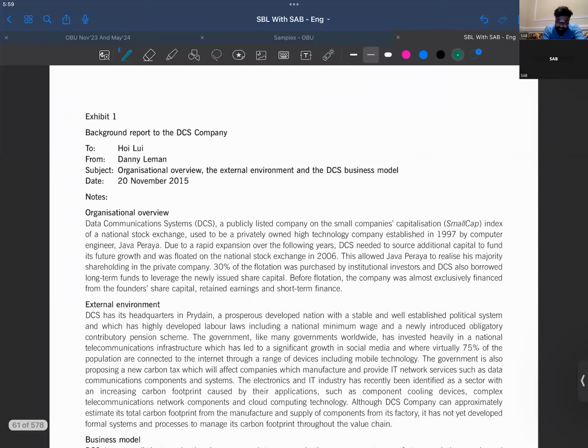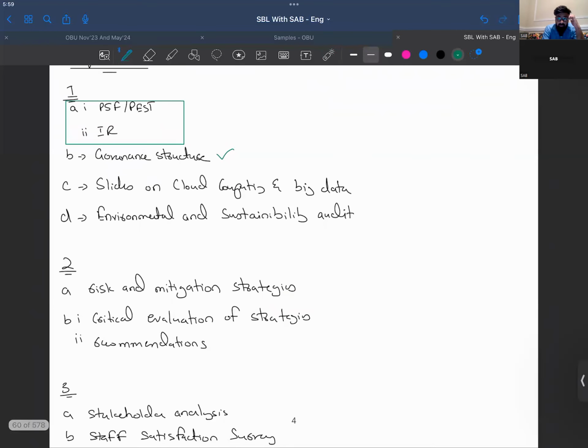So let's keep requirements in mind, right? Best, Porter, and then the next one was integrated reporting, then big data, cloud computing, environmental and sustainability audit, risk and their mitigation strategies, evaluation of the strategies and recommendations, stakeholder analysis, and then staff satisfaction survey. So these are around 9 requirements that you need to follow.